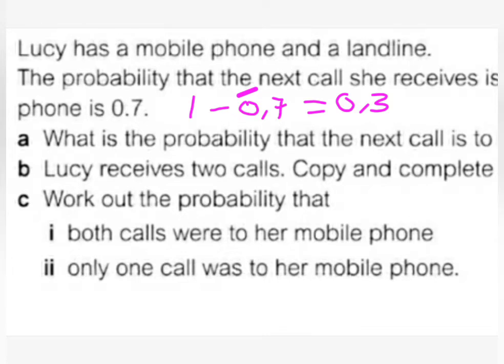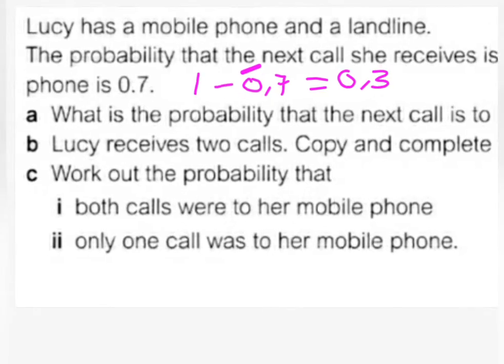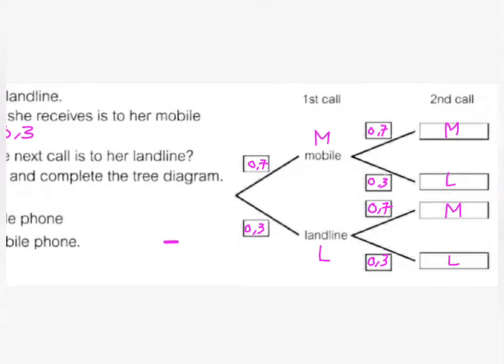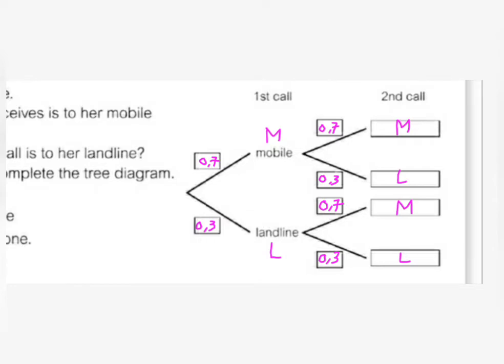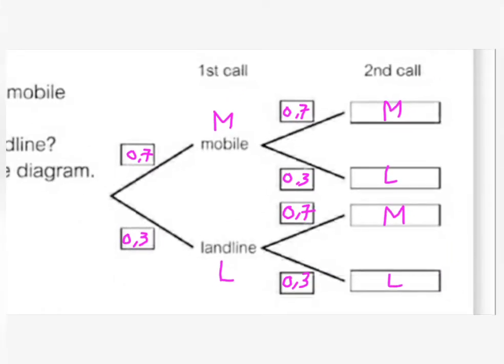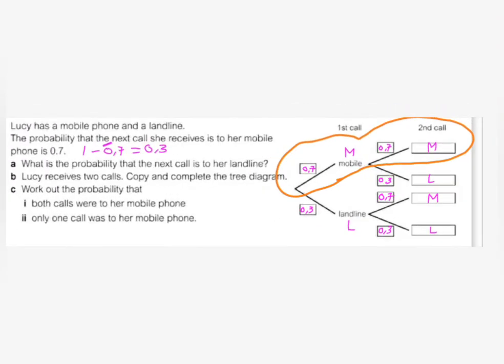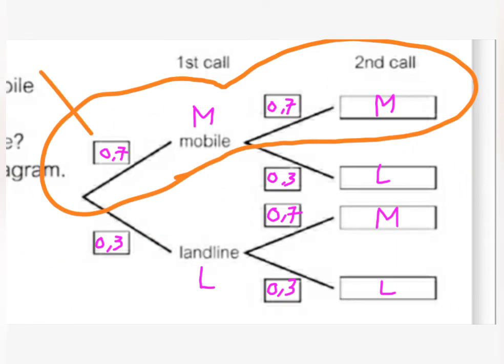Question C. Work out the probability that, first thing, both calls were to her mobile phone. So he says both calls will be for the mobile phone. So the probability will be what? Now, how do we find this? We come here and we follow the mobile phone for the first one, like this, and the mobile phone for the second one, like this. So both calls will be for her mobile phone. It's going to be this and this multiplied by each other. So you take 0.7, multiply it by 0.7.